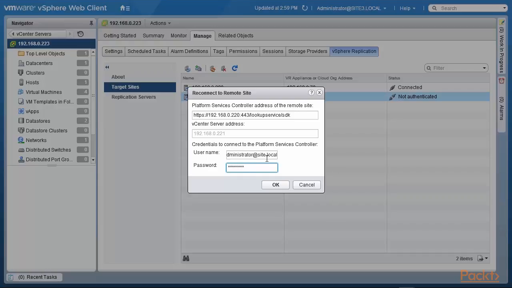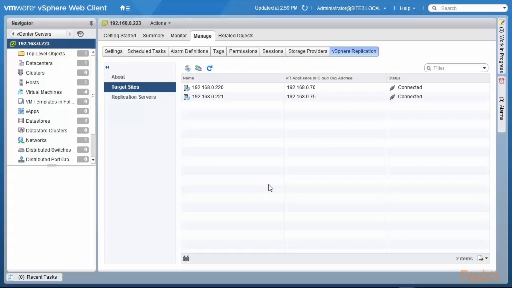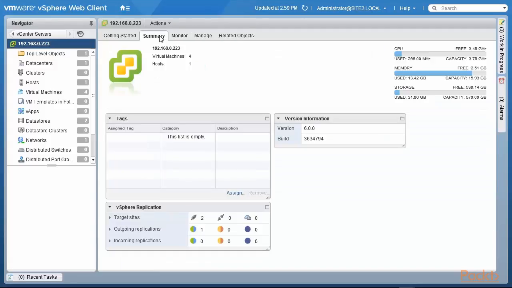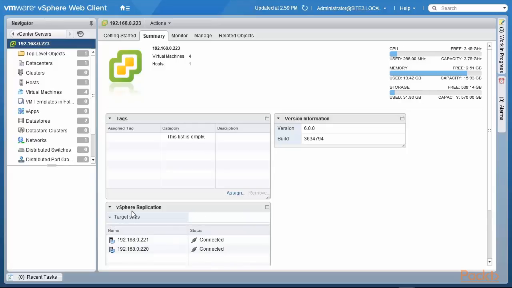Keying in the credentials to the platform services controller, which is site.local, which is the headquarters SSO domain. And there we are. It has now connected to 220 also, or rather it was already connected to 220, now it is also connected to 221. So we have that, and we can go back to summary, and it now shows us the two target sites. So that's how one creates and connects target sites after the replication appliances have been set up.